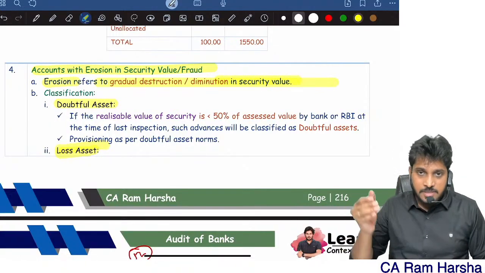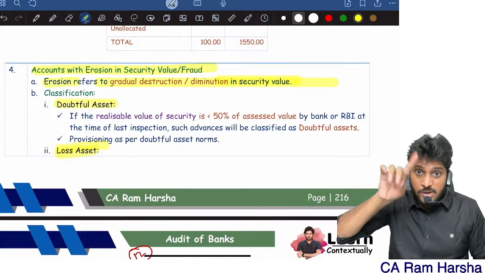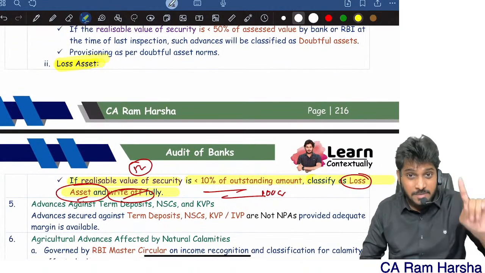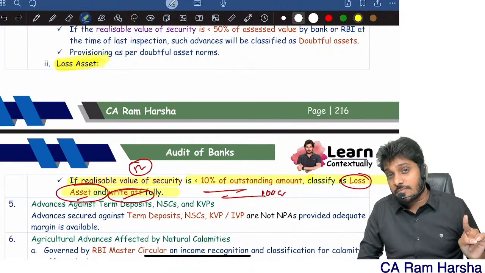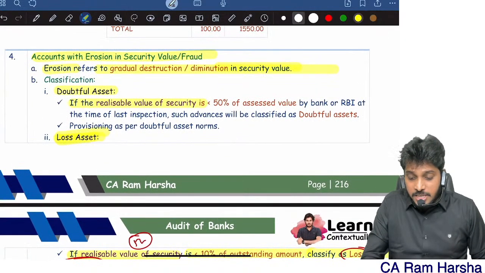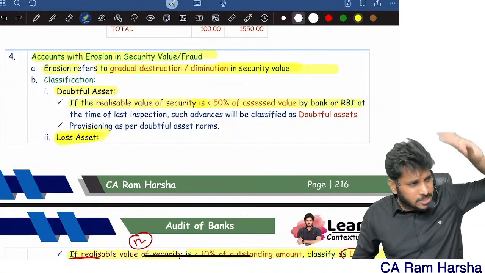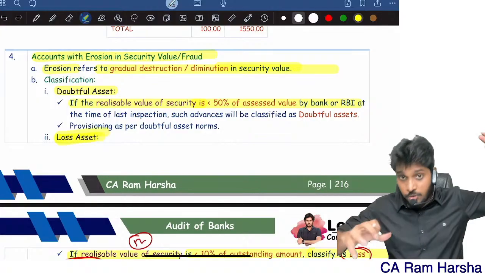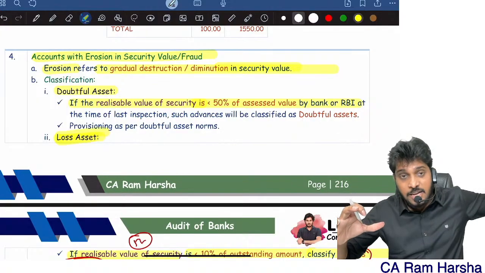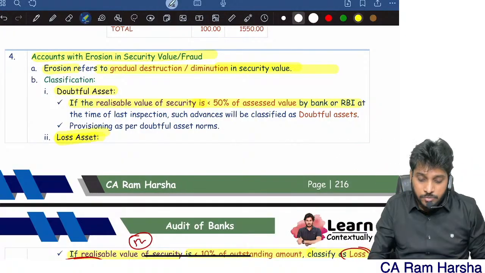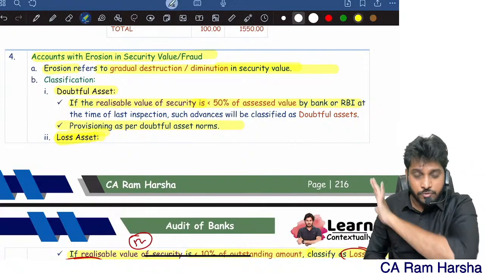So erosion refers to destruction in the value of the security. The customer gave some security, and that security value itself is gone. That is called erosion. At that time, you will treat that loan as a loss asset if the value of the security is less than 10% of the outstanding loan. Suppose the value of the security is less than 50% of the previous valuation. Last time we valued it some 6 months before; now we valued again, and the current value is less than 50% of the last valuation. Then the loan amount is treated as doubtful, and provisioning will be made as per doubtful assets.